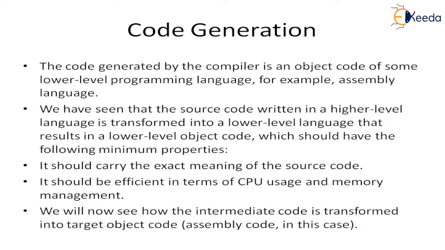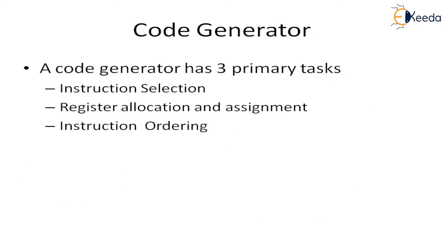Then we have to see that the source code written in a high-level language is transformed into a low-level language, resulting in lower-level object code, which should have the following minimum properties: the code carries the exact meaning of the source code, and it should be efficient in terms of CPU usage and memory management. We will now see how the intermediate code is transformed into the target assembly code.